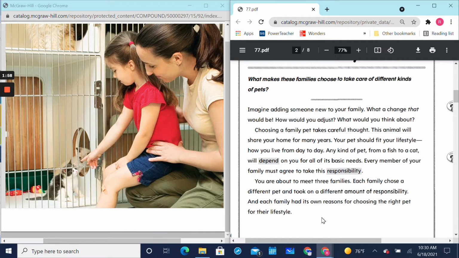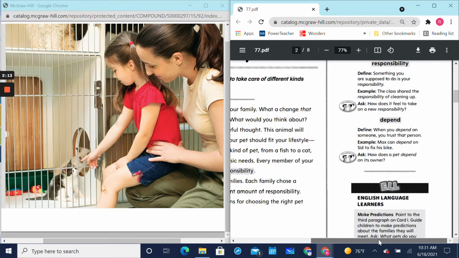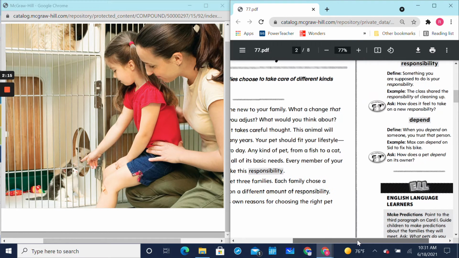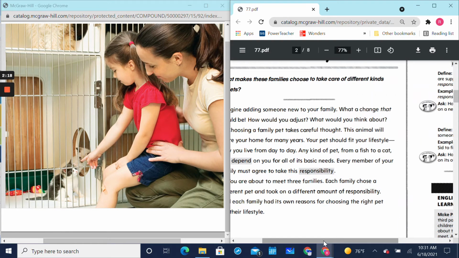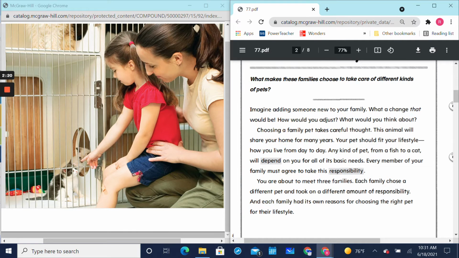You are about to meet 3 families. Each family chose a different pet and took on a different amount of responsibility. And each family had its own reasons for choosing the right pet for their lifestyle. So before we even get to that, something that you are supposed to do is called responsibility. So a responsibility is something that you're supposed to do. So if you get a pet, it is a responsibility. You are supposed to help take care of that pet.